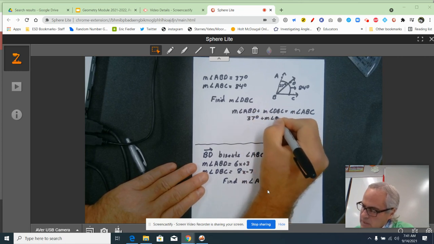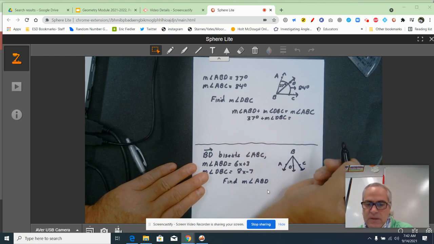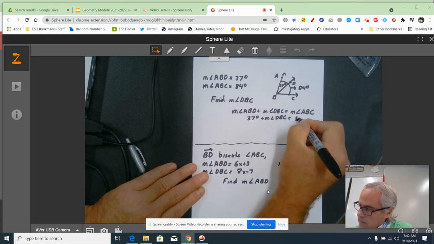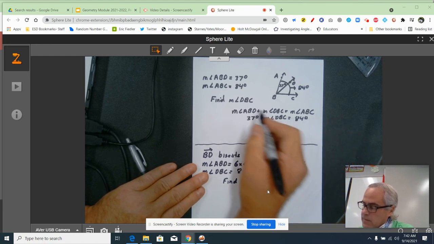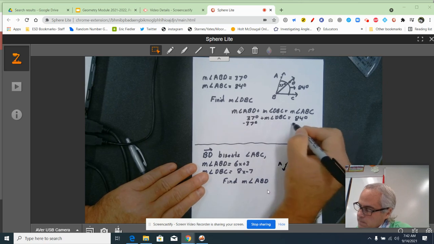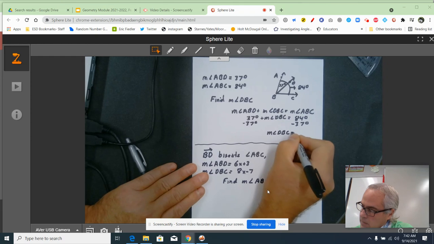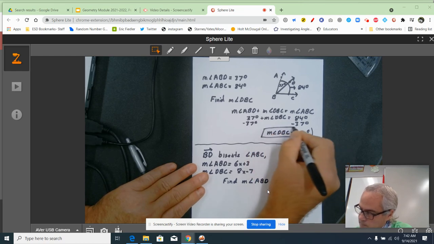I'll get some students that will change that to X. Don't. Leave it what it is. It's the measure of angle DBC. I don't need to introduce another variable. Then the measure of angle ABC is equal to 84 degrees. And by the way, this is the degree symbol. I'm not certain that's been mentioned in a video. That little symbol is the degree symbol. I'm going to solve for the measure of angle DBC by subtracting 37. And I get the measure of angle DBC is equal to, oh, what is that? 47 degrees. Yes, it is. 47 degrees would be the answer to that question.